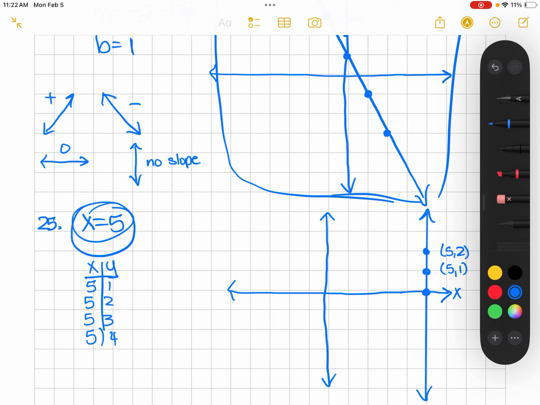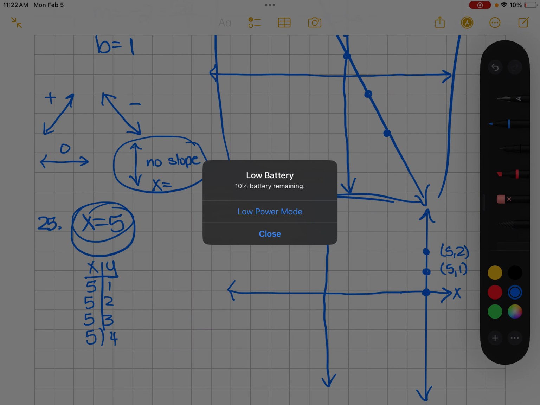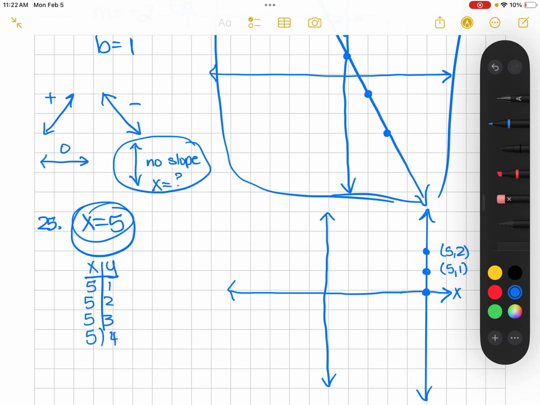And then whenever you see a vertical line, the equation is going to be x equals a number. Okay. And if you see a horizontal line, the equation is going to be y equals a number. I should put number sign there. Hold on, I got to plug in my iPad because it's running out of juice.